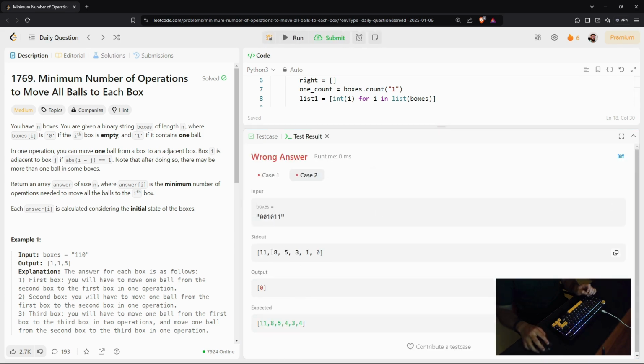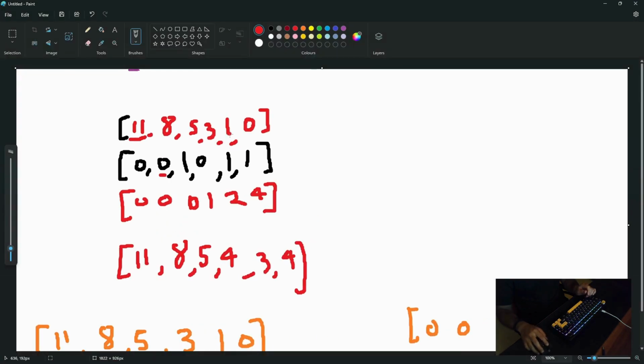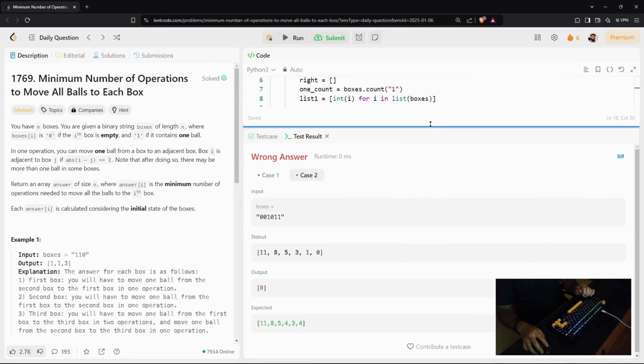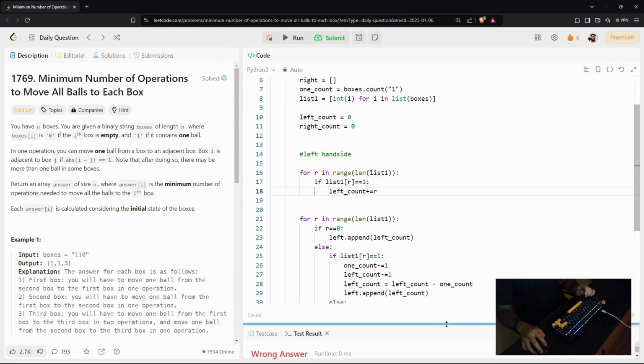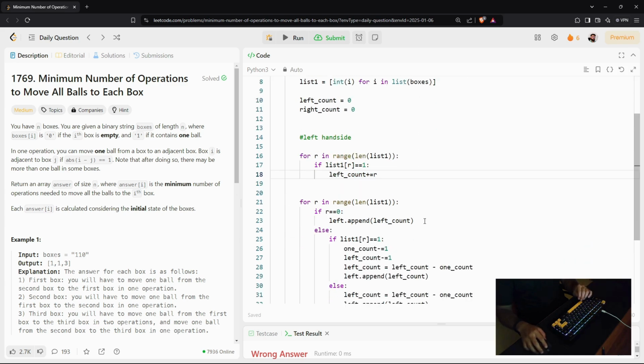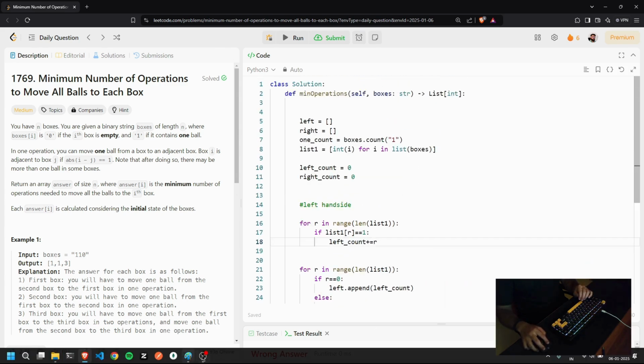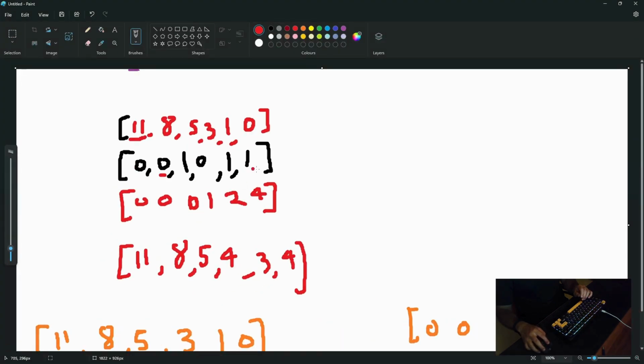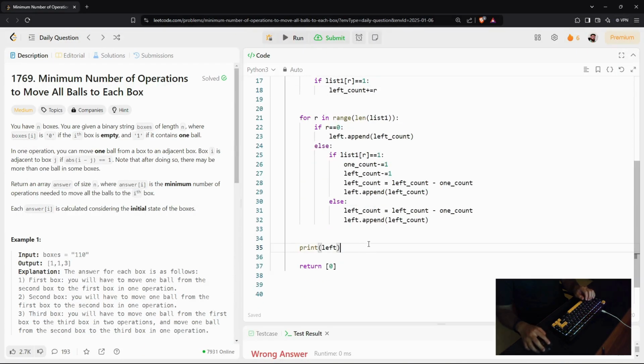See, you see right here, 11 8 5 3 1 0 is what we have here. Now we need to do the same operation from the right hand side. So basically this list, instead of iterating it from here, we're going to iterate it from here. So why not quickly reverse the list, right?